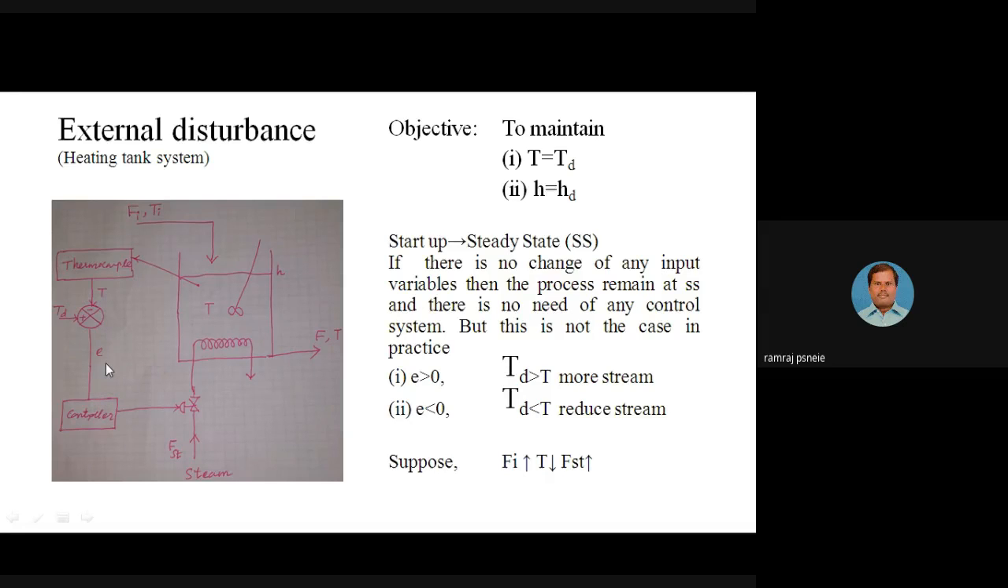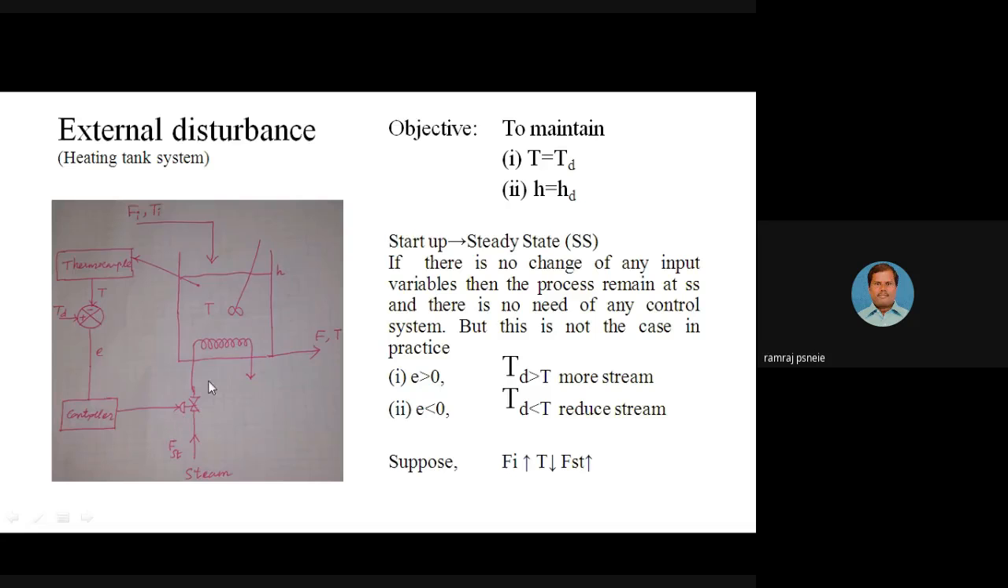According to that error value, the controller will estimate or calculate the control action. That control action should be implemented to the process through the control valve. This is the operating procedure of the control system. Here we are taking two cases.